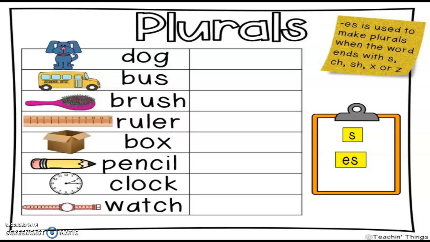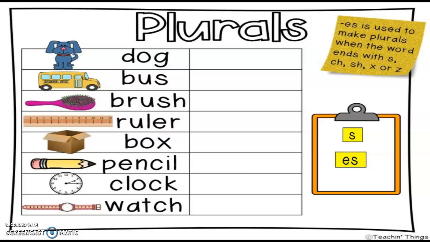Alright guys, this week we are talking about suffixes. A suffix is something that comes at the end of the word and it tells either how many, it can tell when something happened. This week we are going to be talking about the suffix s and es.